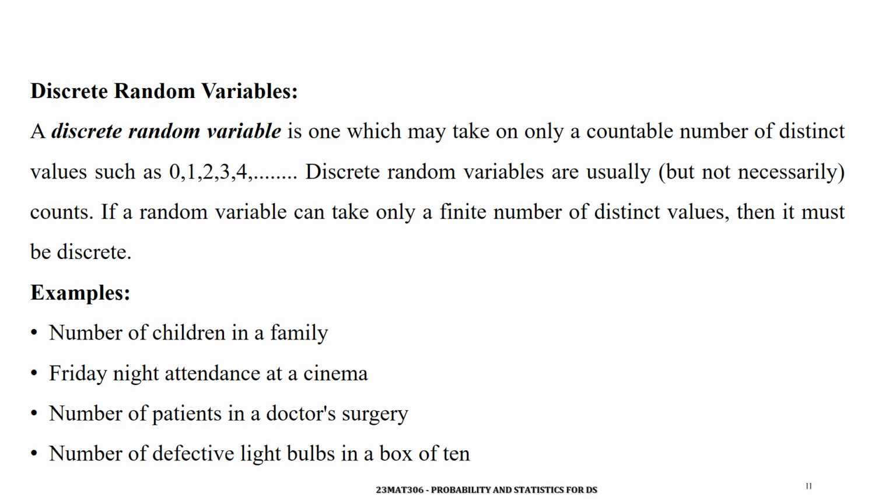So the examples are as follows: the number of children in a family, Friday night attendance in a cinema, the number of patients in a doctor's surgery, the number of defective light bulbs in a box of 10. So these are countable numbers of distinct values.